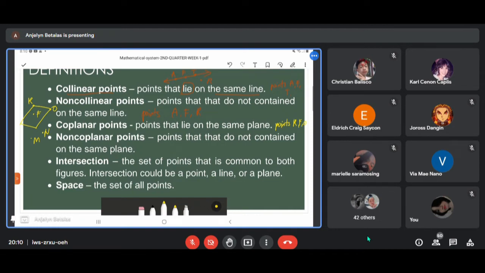Point M. F, M, N. Oh, yeah. Points F, M, N.